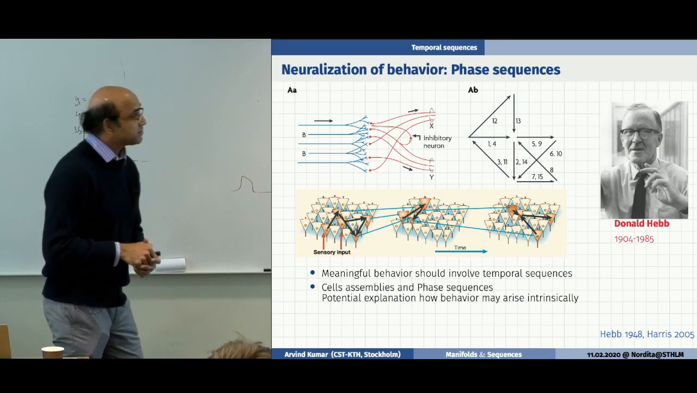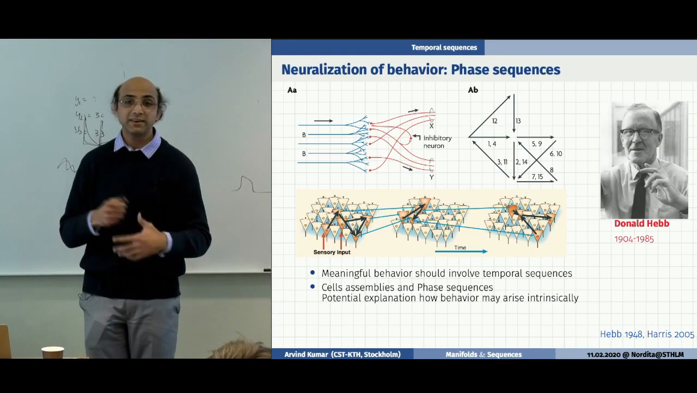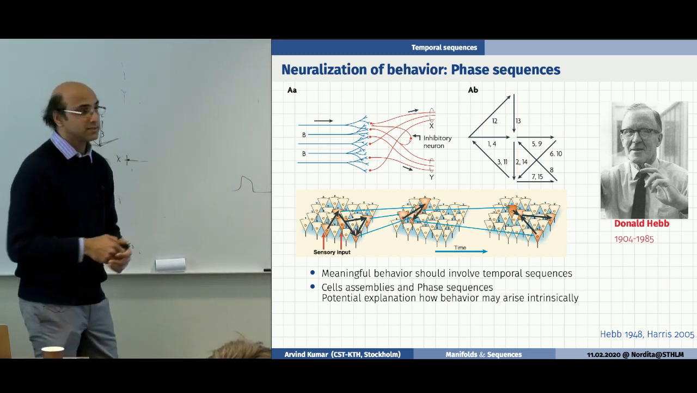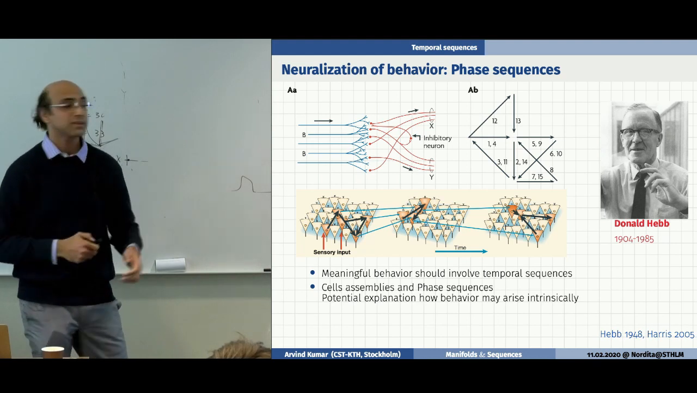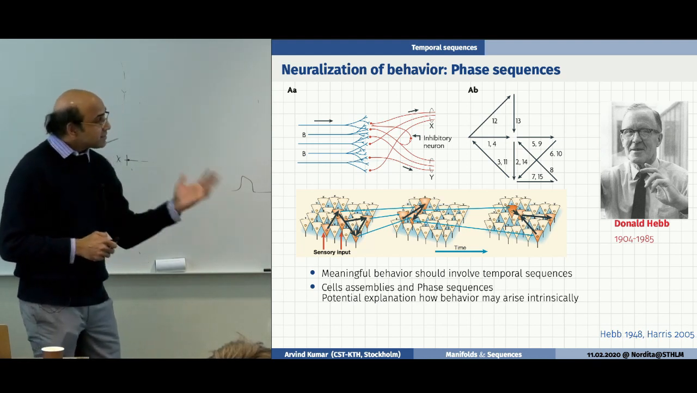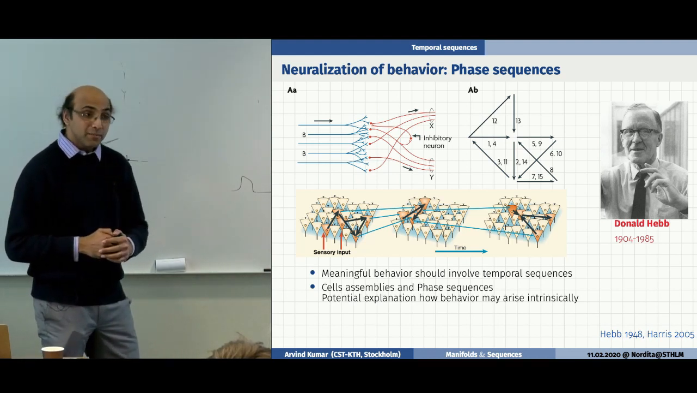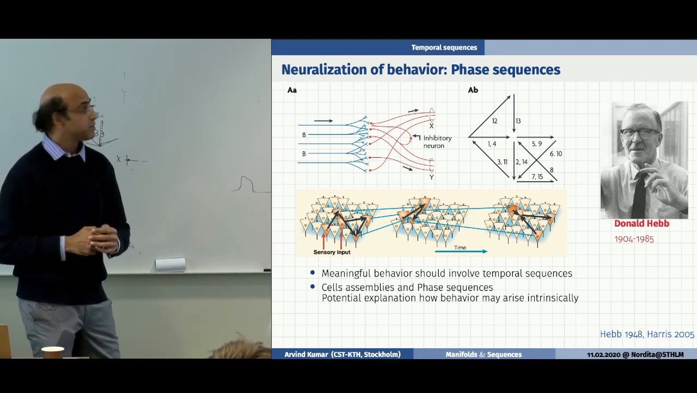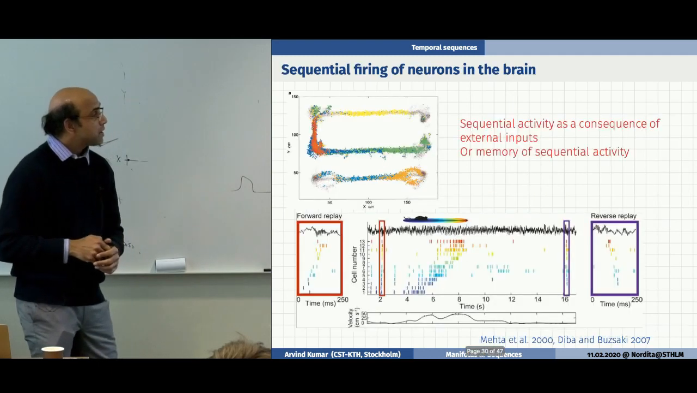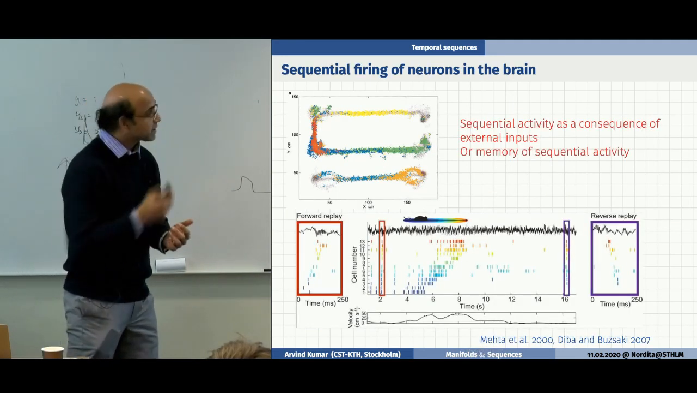And the same sentiment is expressed in Hebb when he envisions his phase sequences, that this is how behavior is represented in the form of sequences of activation of neurons. So since then, there is this idea of neural assemblies and how neural assemblies concatenate to create meaningful behavior. And now, because we have so many units, we can record it.